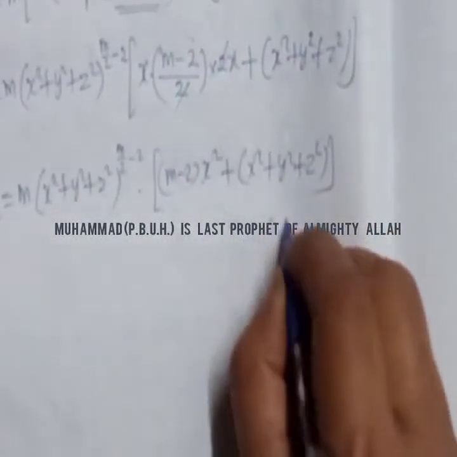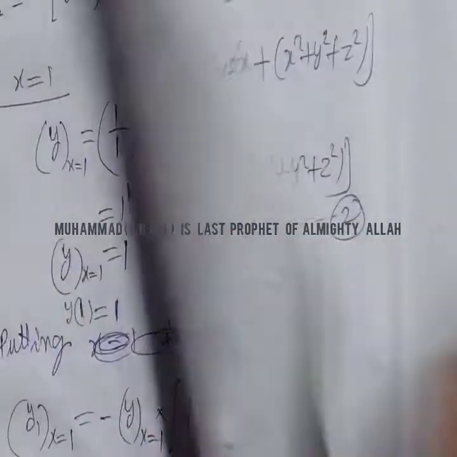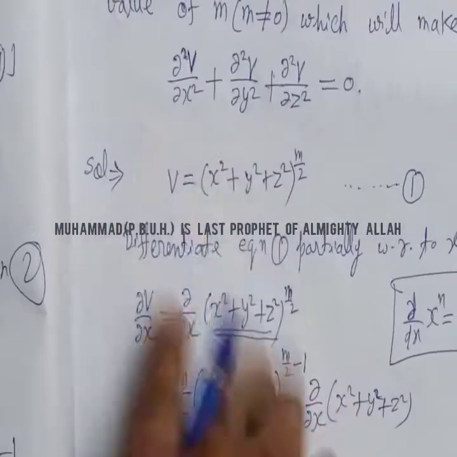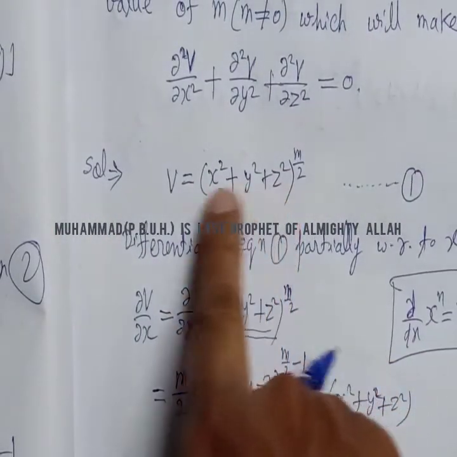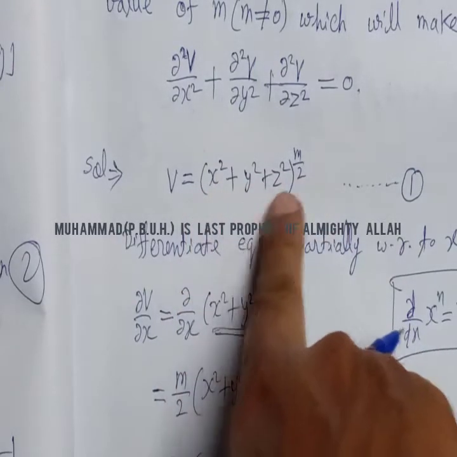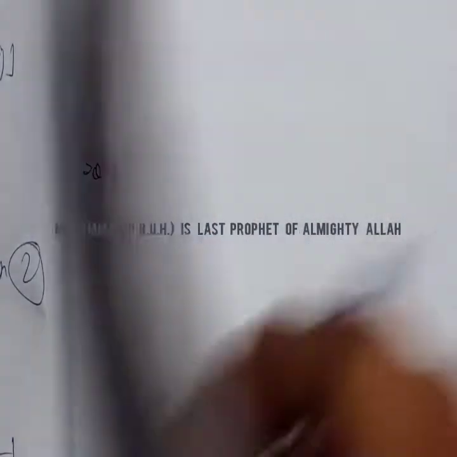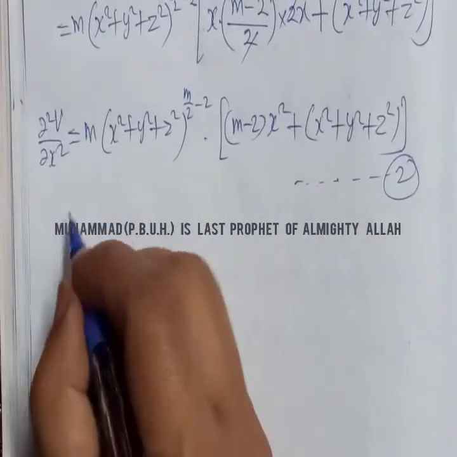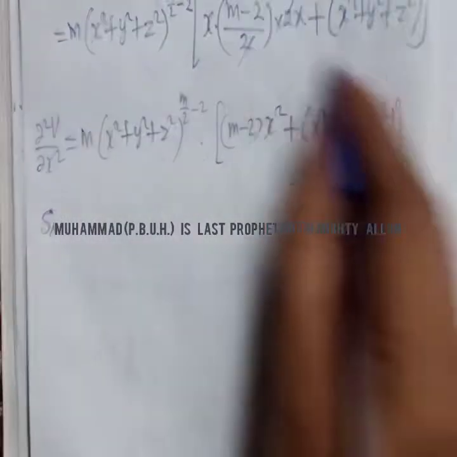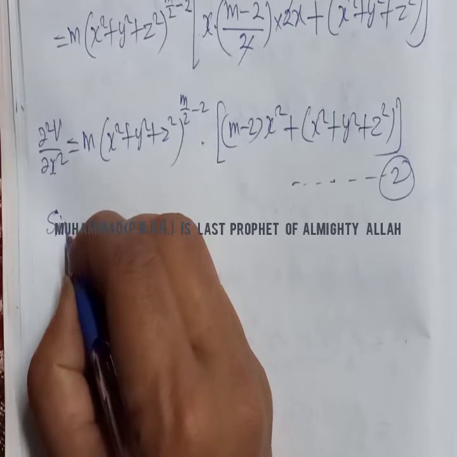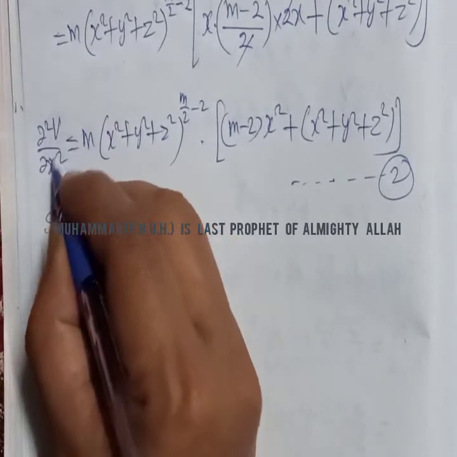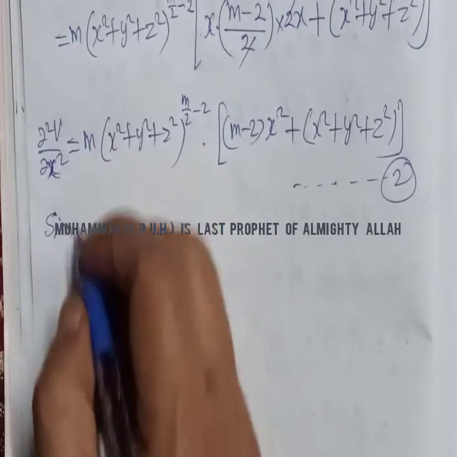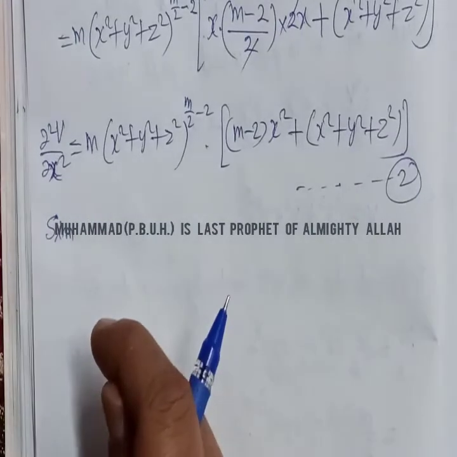I write it as equation number 2. Since v is symmetrical about variables x, y and z, symmetrical about x and y, so on differentiating v with respect to y and z, we get a similar result, so there is no need to find out again ∂²v/∂y² and ∂²v/∂z² for the sake of time.